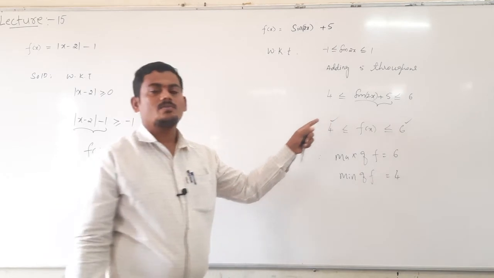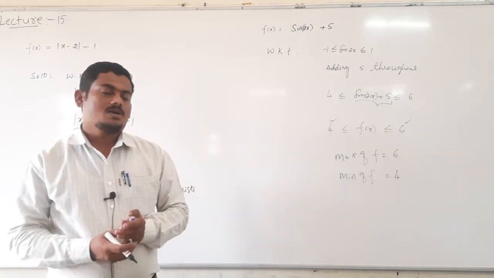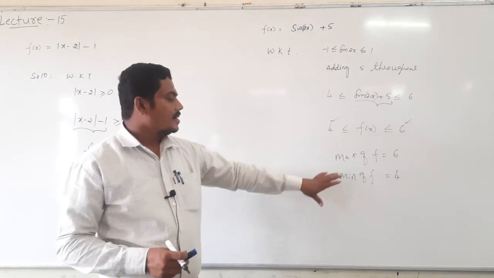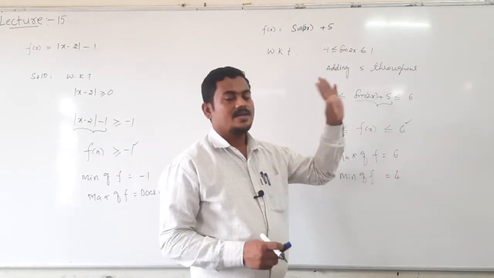For this function, both the values exist. Both maximum as well as minimum values exist. Minimum value 4, maximum value 6. Right?